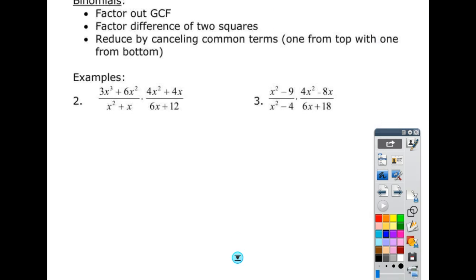So in the top left here, what will 3x to the third and 6x both divide by? A 3 and an x squared, okay? So do not forget to bring that 3x squared out to the side. That's your GCF. So when you divide 3x to the third by 3x squared, what do you get? You get an x. And 6 divided by 3 is 2.